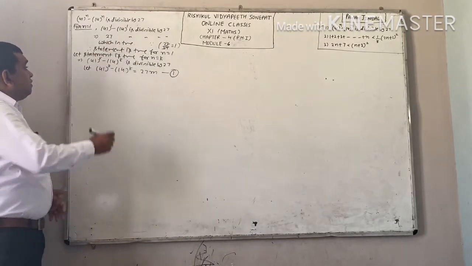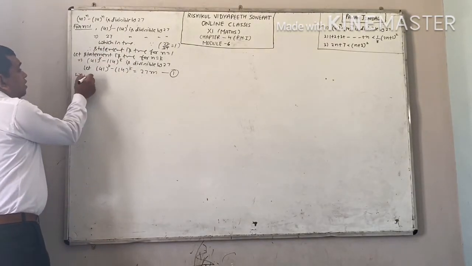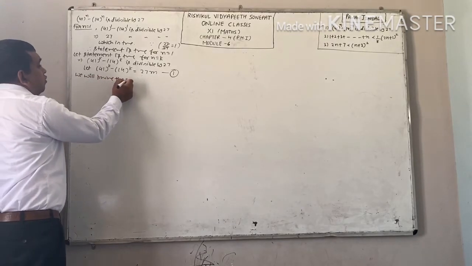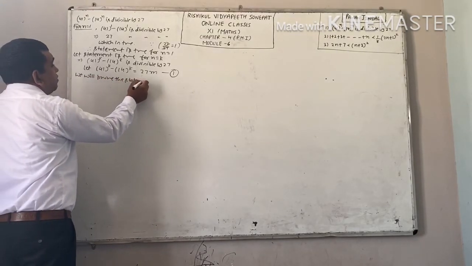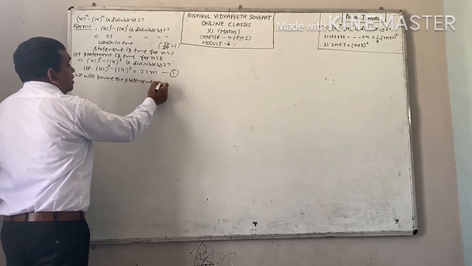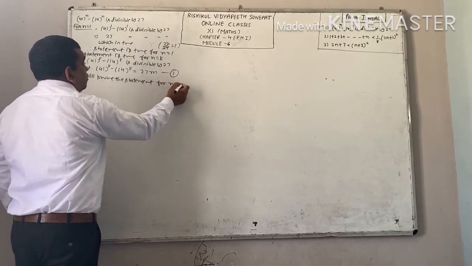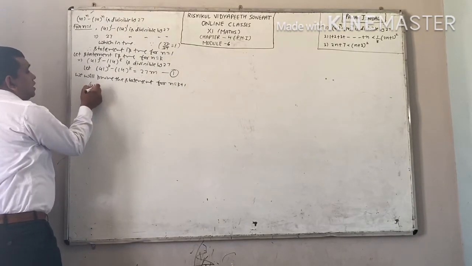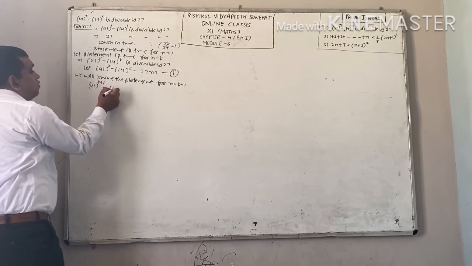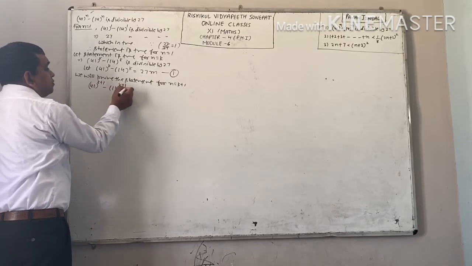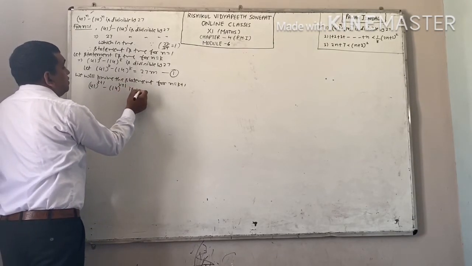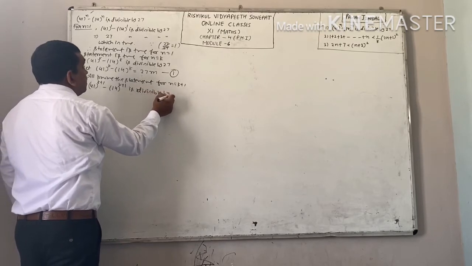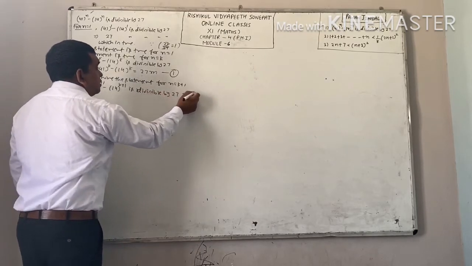Now last step, we will prove the statement for n equal to k plus 1. Now put n equal to k plus 1 here. You will get 41 raised to power k plus 1 minus 14 raised to power k plus 1 is divisible by, or you can say multiple, both are same thing, 27.